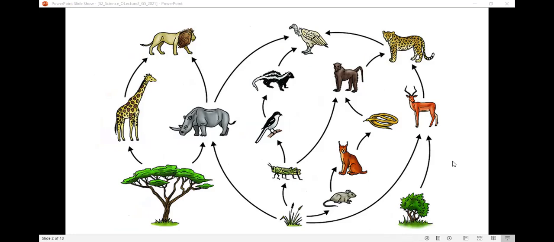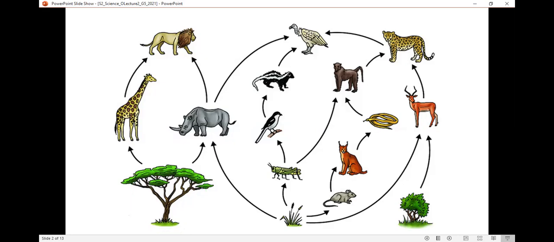It's a food web. Why is it considered a food web? It has more than one food chain. Because it has more than one primary consumer.